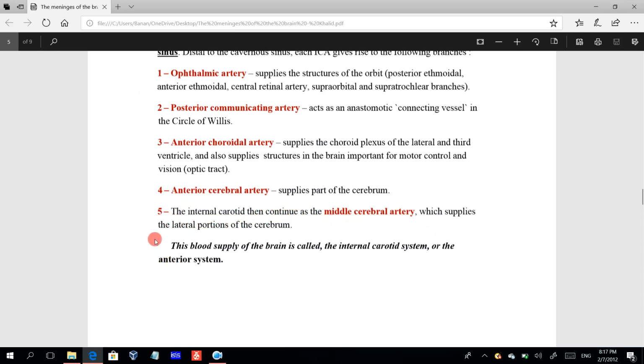These two internal carotid arteries, right and left, with their branches, are called the internal carotid system or the anterior system that supplies the brain. That means that the brain is supplied by two systems. This is the anterior system, which is also called the internal carotid system. Of course, from its name, because the blood supply comes from the internal carotid artery, it is called the internal carotid system.